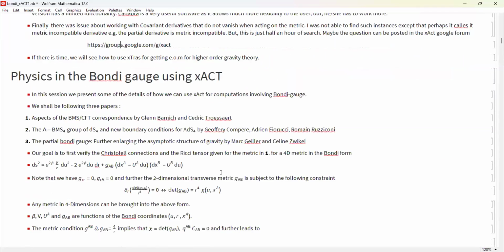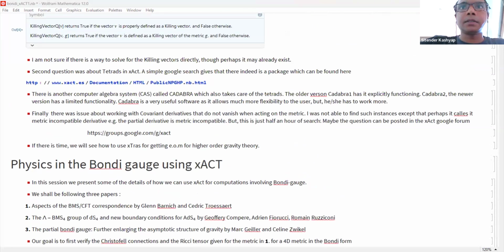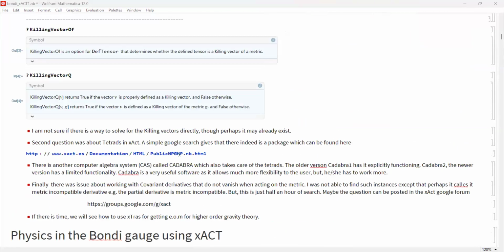Yeah, Sitender. Maybe we can take one question if you have looked at it. So this is relevant to this. Can't you do the tetrad calculation in xAct? It can be done. As I mentioned, there is a package called npghp. This is the link, and here you can find the documentation. There I can see that there are tetrads, etc., but maybe not of very much generality. Maybe there will be some restriction. Okay, that's okay.